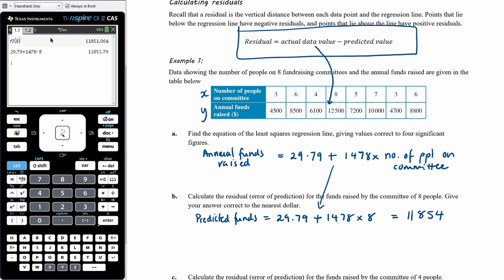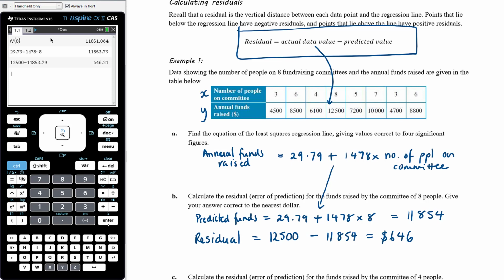Okay. So my predicted funds based on the equation to 4 significant figures is $11,854 that they should be able to raise. Now we know from the table that they actually raised $12,500. So the residual value, that is the error of prediction, is the actual value, 12,500, minus the predicted value, 11854. I don't need to type that number in again, just go up and press enter in your CAS. The residual value is $646 to the nearest dollar.